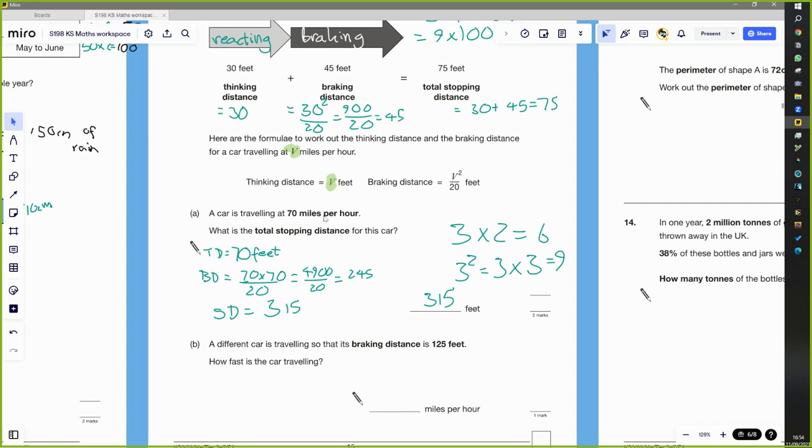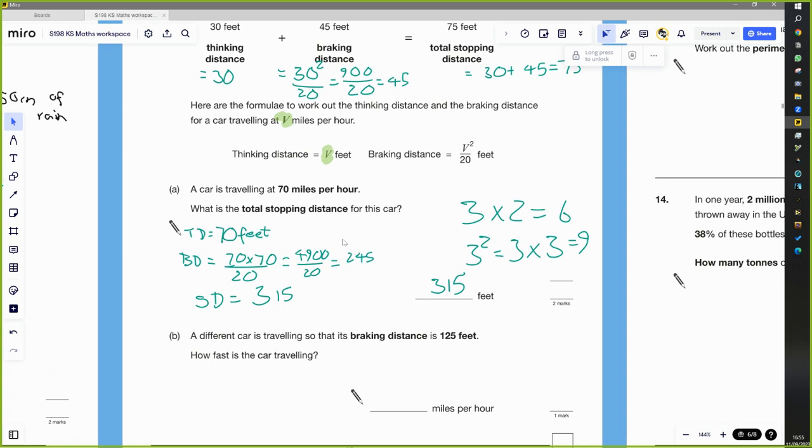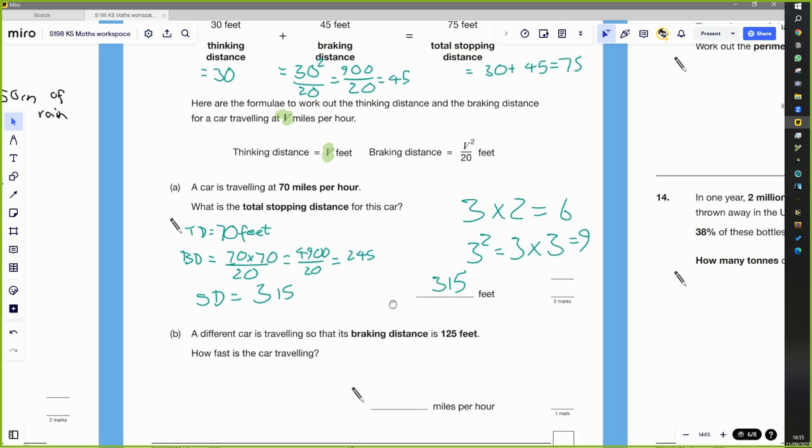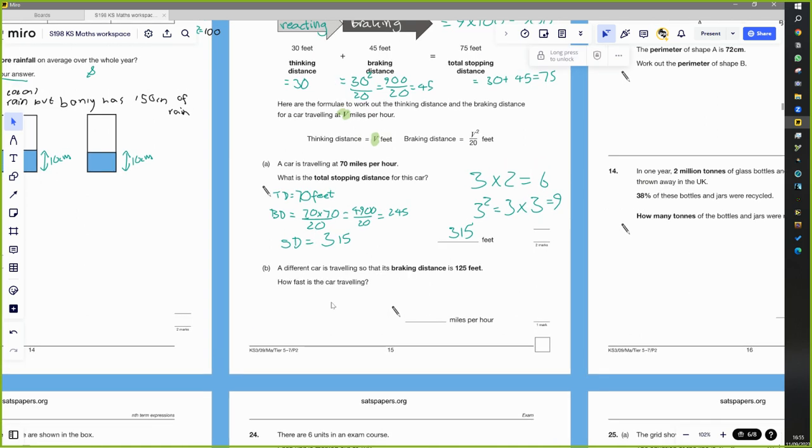And we had to do the same thing for this one. A car is travelling at 70 miles per hour, so the thinking distance will be 70. The braking distance, you times 70 by itself, you divide it by 20, you get 245. Then you add them together, you get 315. Okay, and this last one, what you have to do is in reverse, and I'm going to do that one myself on the video. So we've got a different car travelling so that its braking distance is 125 feet. How fast is the car travelling?